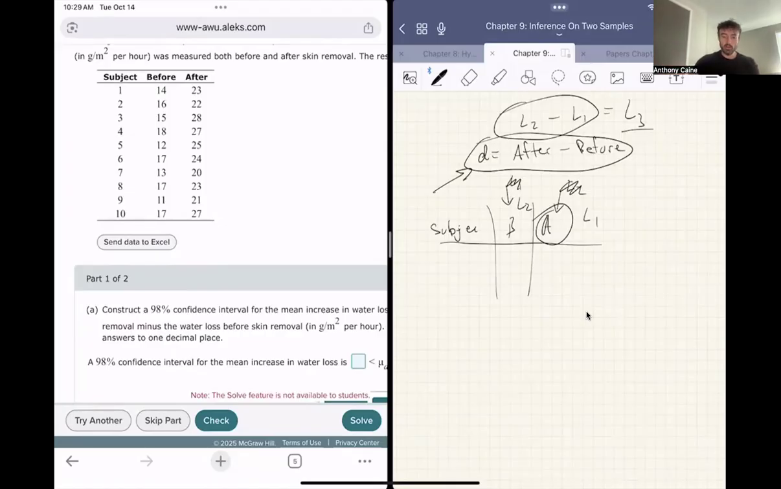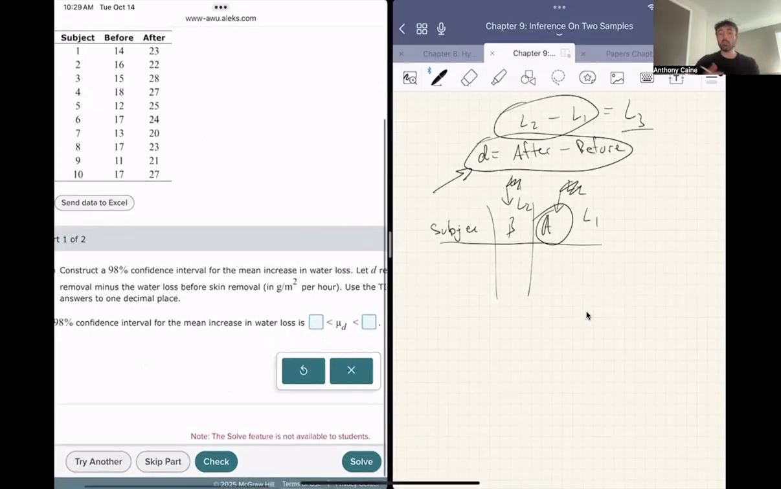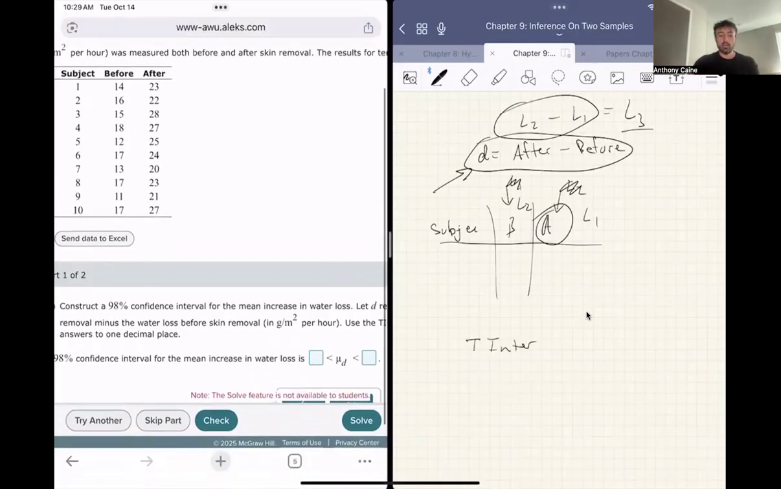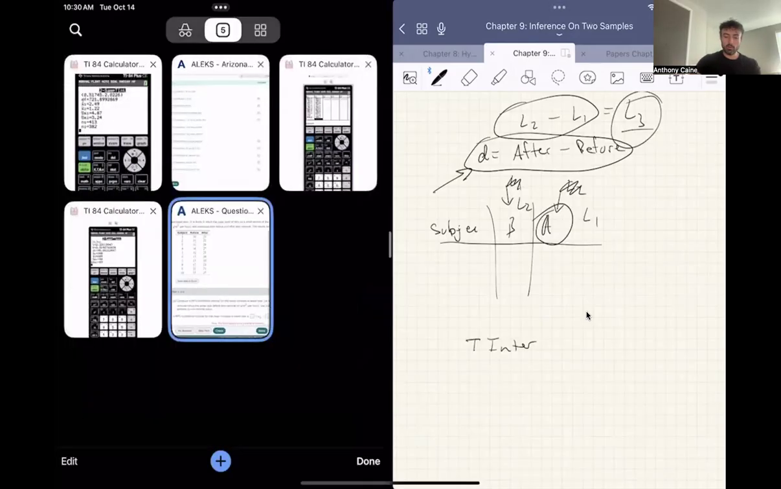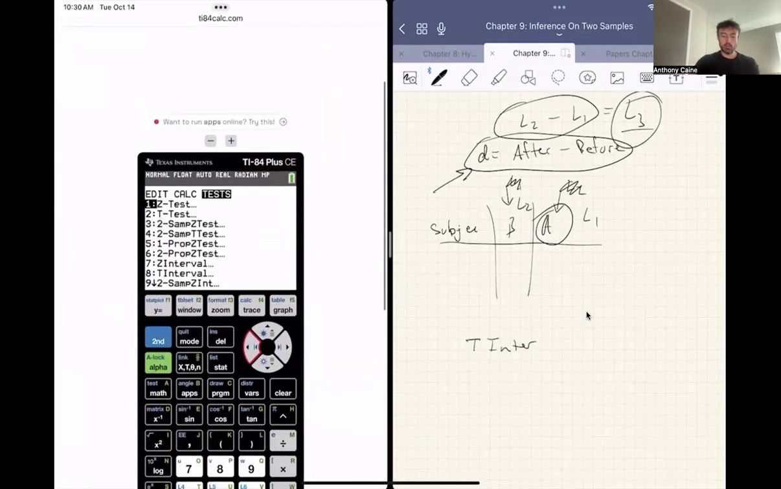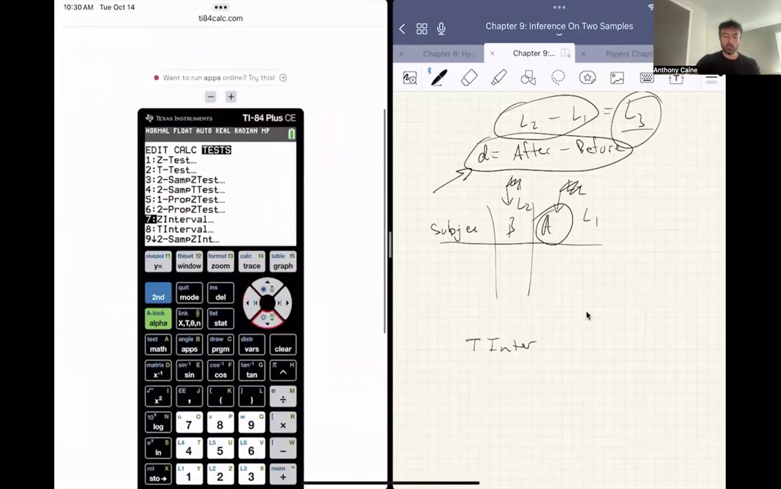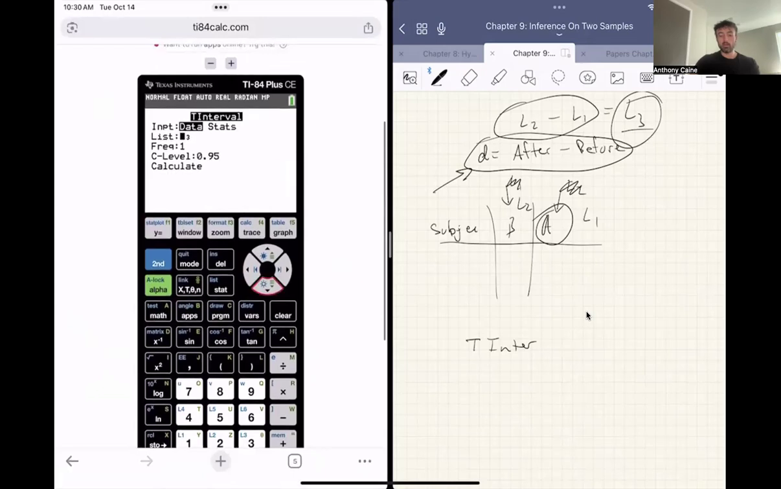But once you have L3, and it's all filled out, this wants a confidence interval for a t-test. That's option 8. It's a t-interval. You're going to select to do it with data, and it's going to be with the data that you created in L3. So to walk you through that really quick: you do a t-interval, you say we're using data, and you say it's L3.